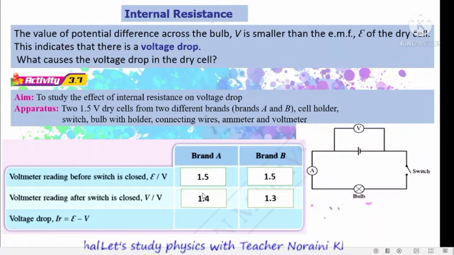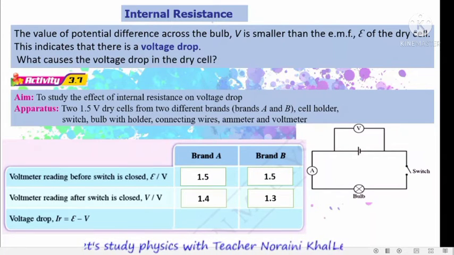From the readings that we get for brand A and brand B, calculate voltage drop by using this formula. Voltage drop is the reading of the voltmeter when the switch is open minus the reading of the voltmeter when the switch is closed. The voltage drop is I times small r. The small r represents the internal resistance of the battery. I is the total current flow in the circuit.